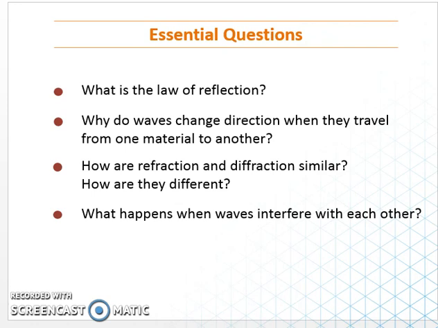What is the law of reflection? Why do waves change direction when they travel from one material to another or one type of medium to another? How are refraction and diffraction similar, and how are they different? What happens when waves interfere with each other?